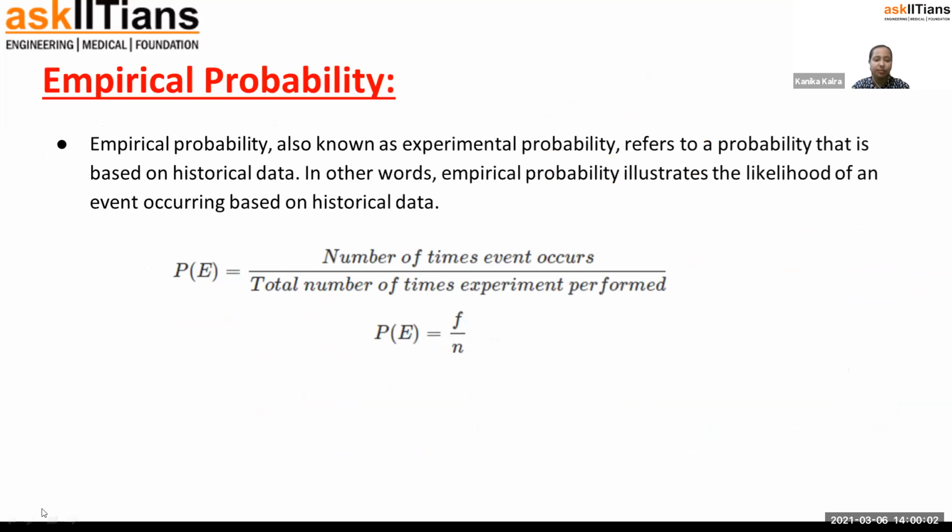Next is empirical probability. Empirical probability is also known as experimental probability. It refers to the probability that is based on historical data. In other words, empirical probability illustrates the likelihood based on historical data. So basically, empirical probability is related to a complete experiment, as in the number of favorable trials divided by the total number of trials. So the probability of E is given by F over N. You can take any variables of your choice.